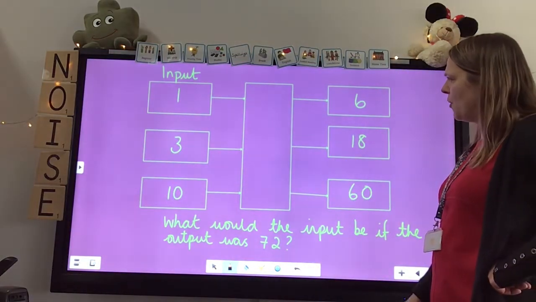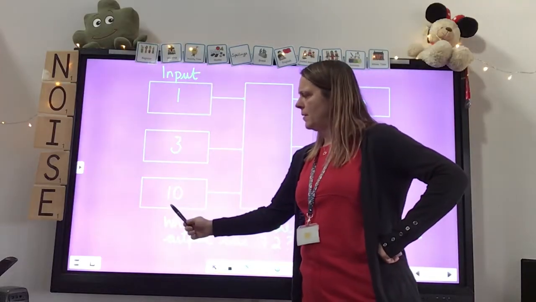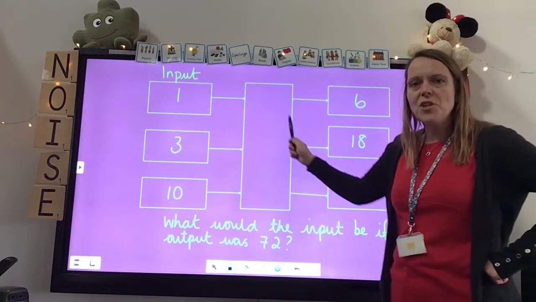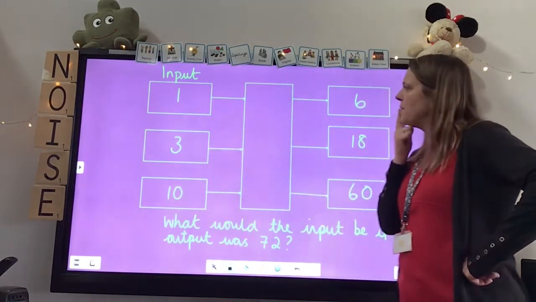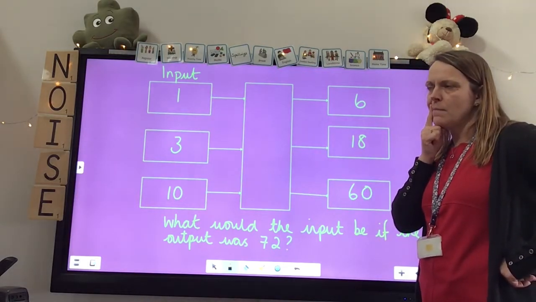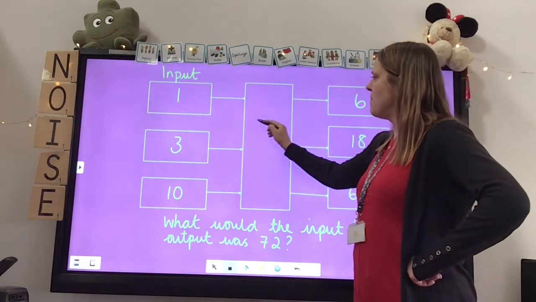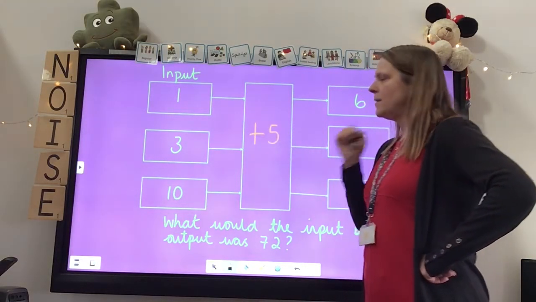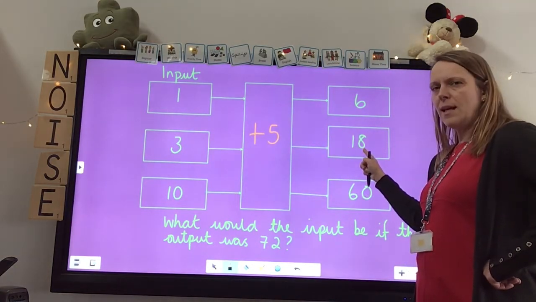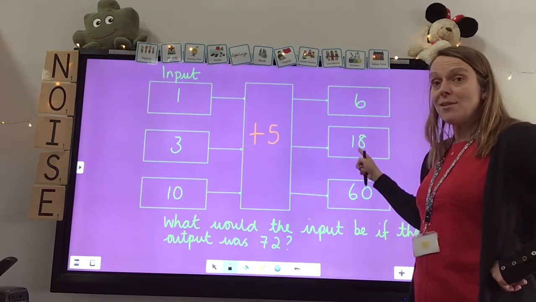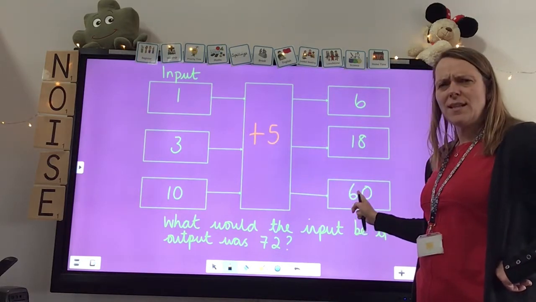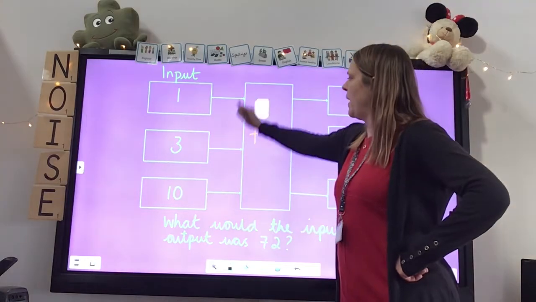Like this one, I've got 3 inputs and 3 outputs, and this suggests to me that the function is the same for all of those. So what could that function be? What have I added to 1 to get 6? I've added 5, haven't I? So maybe my function is plus 5. Does that work on the others though? Because 3 plus 5 is 8, not 18. So it can't be that, can it? And 10 plus 5 is 15, not 60. So that cannot be my function for this problem.